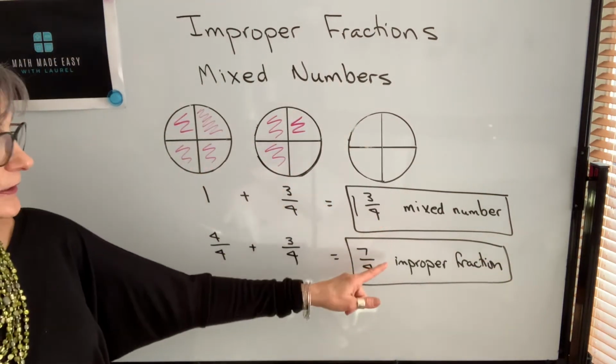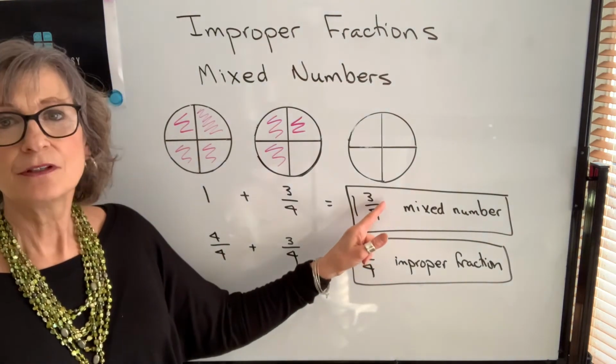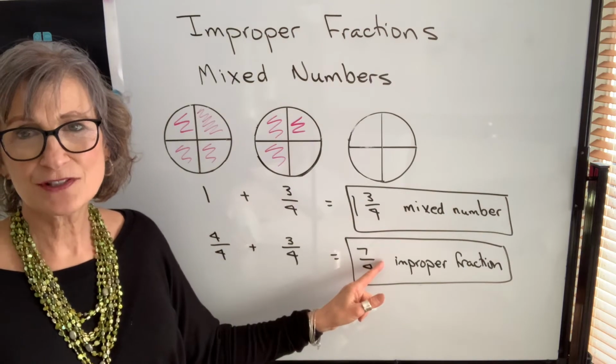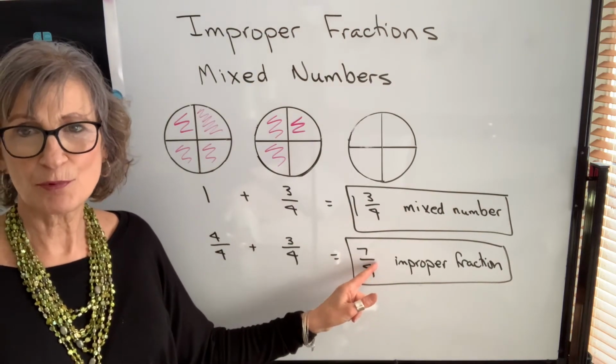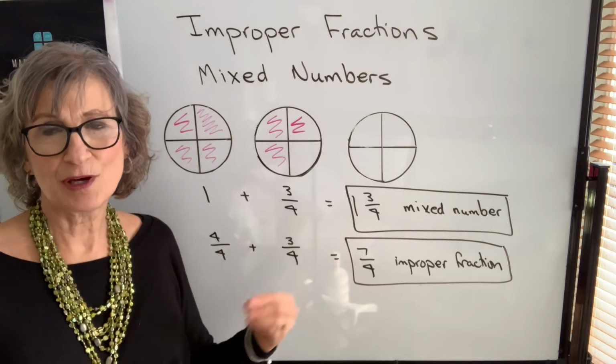These are equivalent, and we're going to learn how to convert mixed numbers to improper fractions, as well as how to convert improper fractions to mixed numbers. Let's do one more example with the pies first.